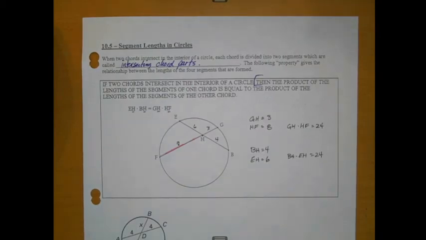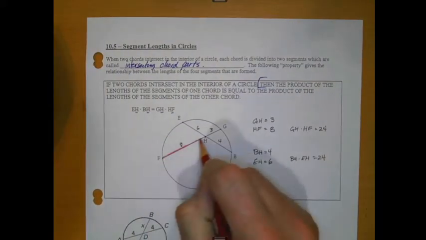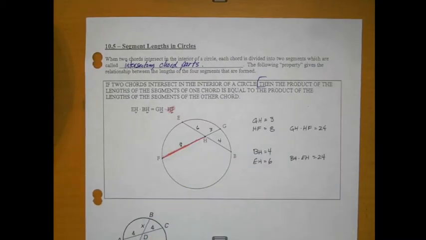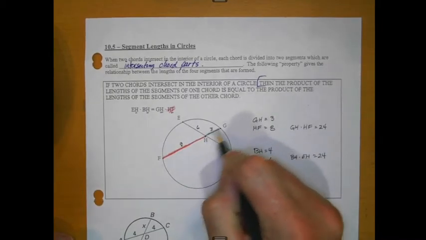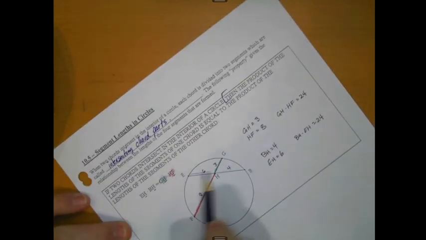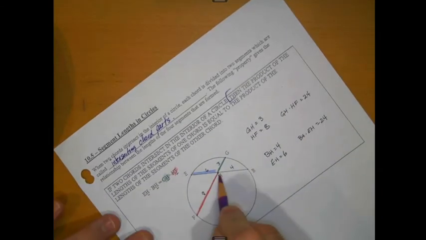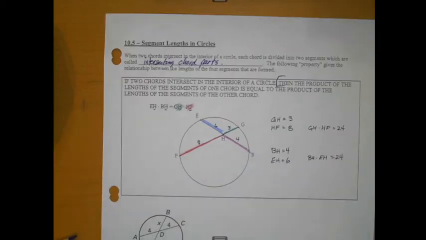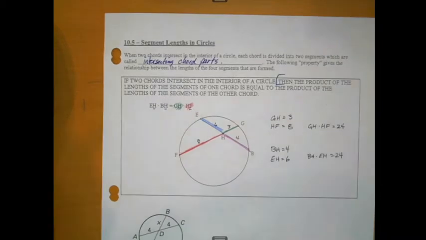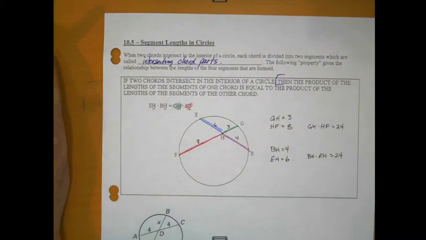So where were we? The product of the lengths of the parts of one chord is equal to the lengths of the other. So this chord, FH, is broken up by H to G. So these two are going to multiply together, and they are going to give us these two multiplied together. So those two are going to be equal. Pretty self-explanatory. If GH is 3 and FH is 8, then GH times HF is 24.